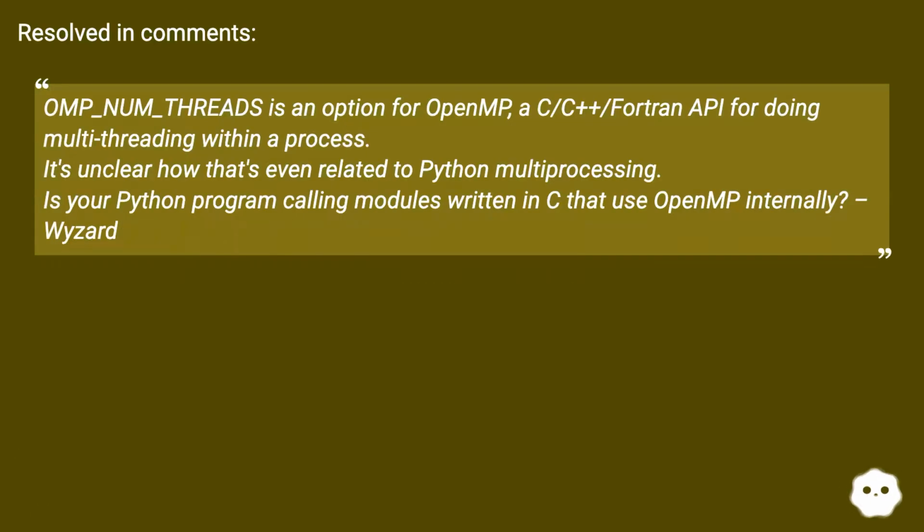Resolved in comments. OMP_NUM_THREADS is an option for OpenMP, a C/C++/Fortran API for doing multi-threading within a process. It's unclear how that's even related to Python multiprocessing. Is your Python program calling modules written in C that use OpenMP internally?